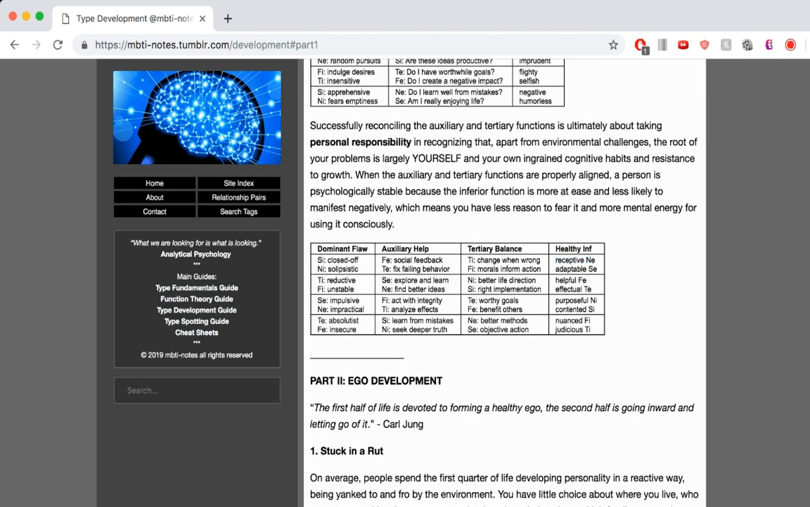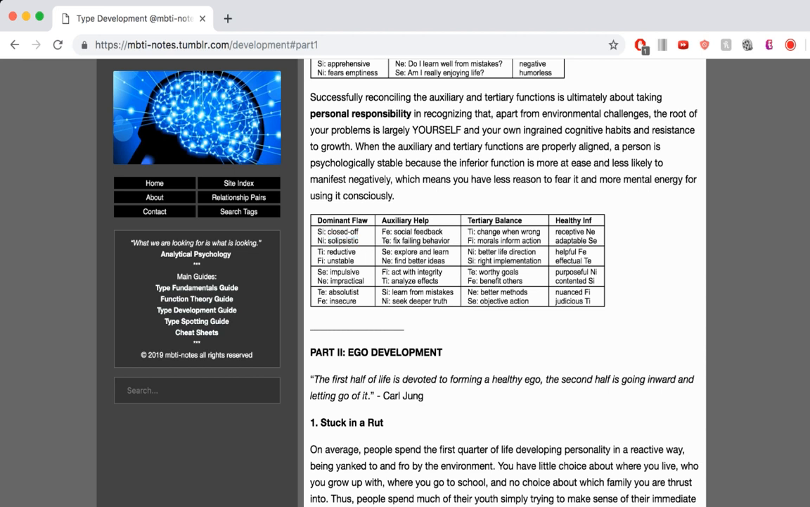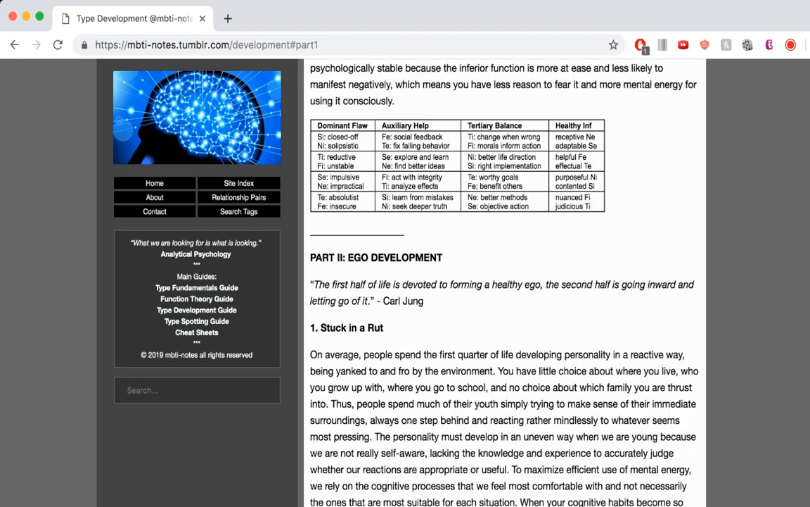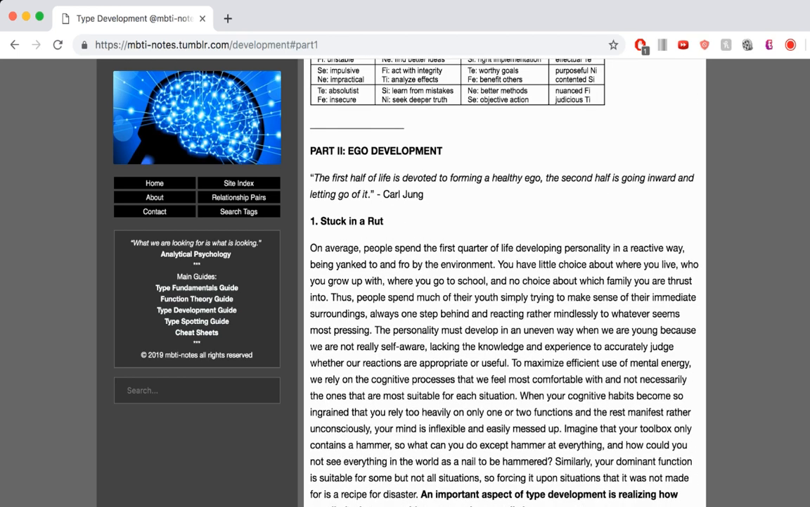I don't actually know what solistic means. But you guys can read this whole table. At this point, it should become more obvious, especially if you know what each of these cognitive functions are. But yeah, I'll keep the link to this in the description so someone else can read it. This thing's really long, and here are the interesting parts, which I had to let my computer auto read for me. The quote is, the first half of life is devoted to forming a healthy ego. The second half is going inward and letting go of it.